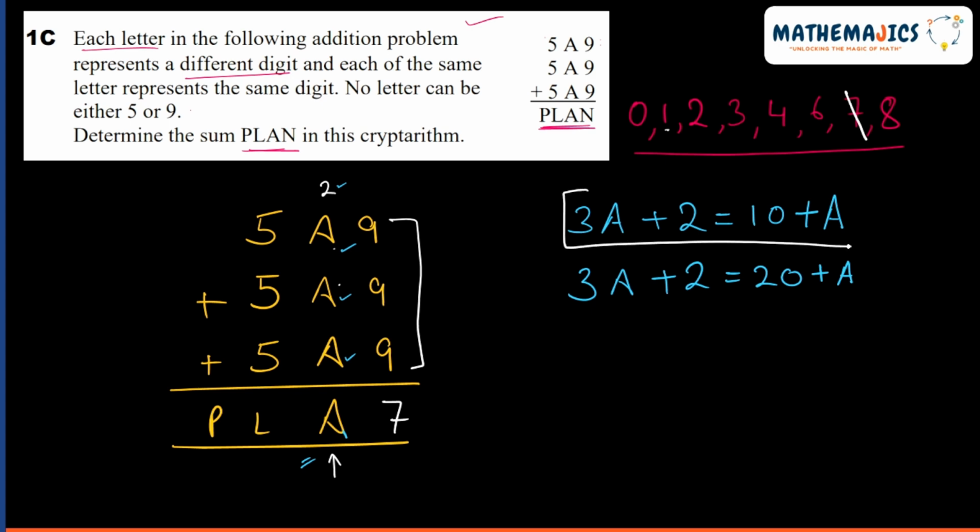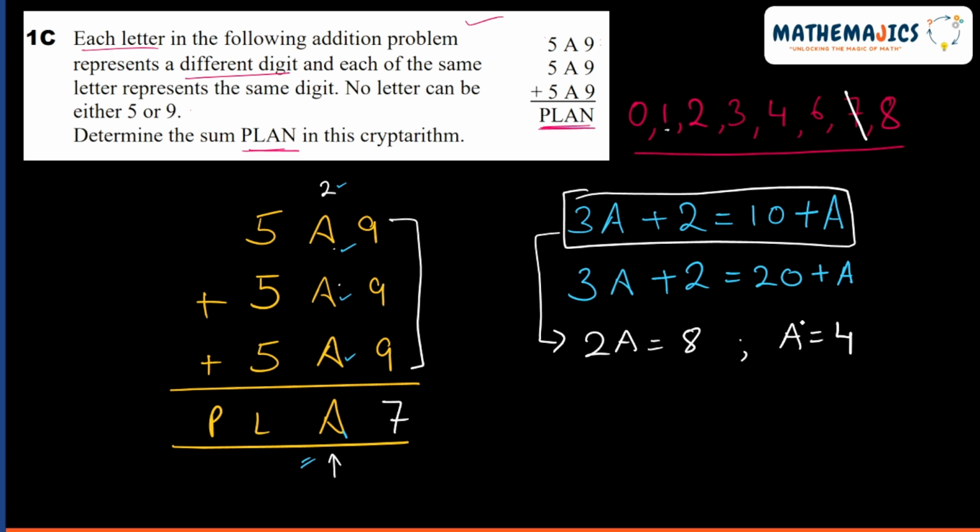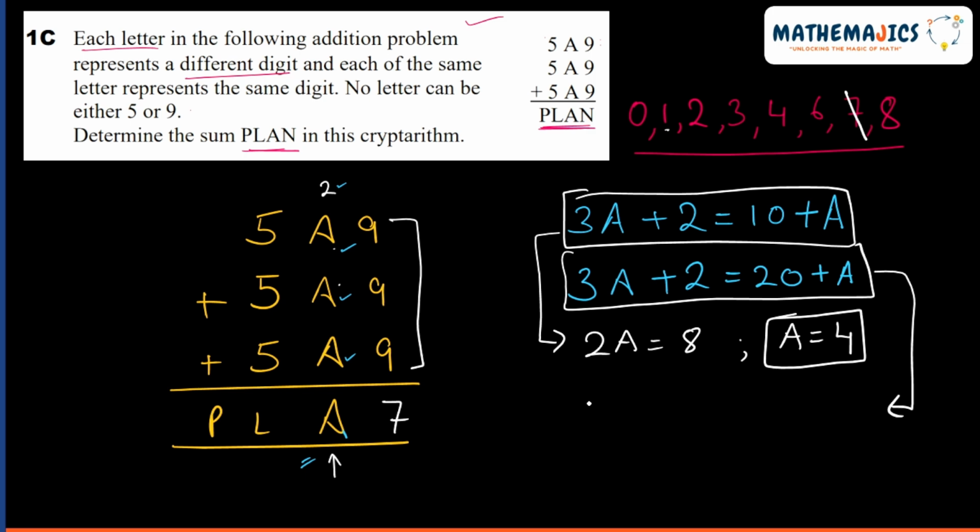Let's solve this first equation and see what we are getting. If I solve this, I will get 2A is equals to 8 or A is equals to 4. So this is the first possibility. Now, if I use this second equation, what I will get? I will get 2A is equals to 18 or A is equals to 9. This is the next possibility.